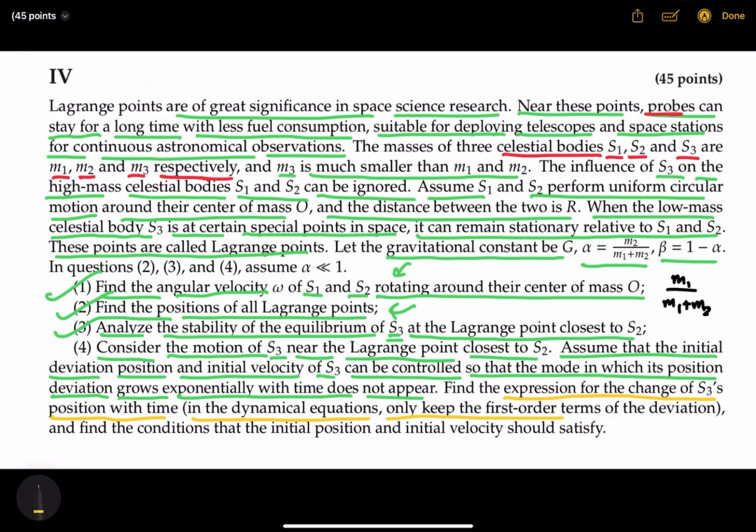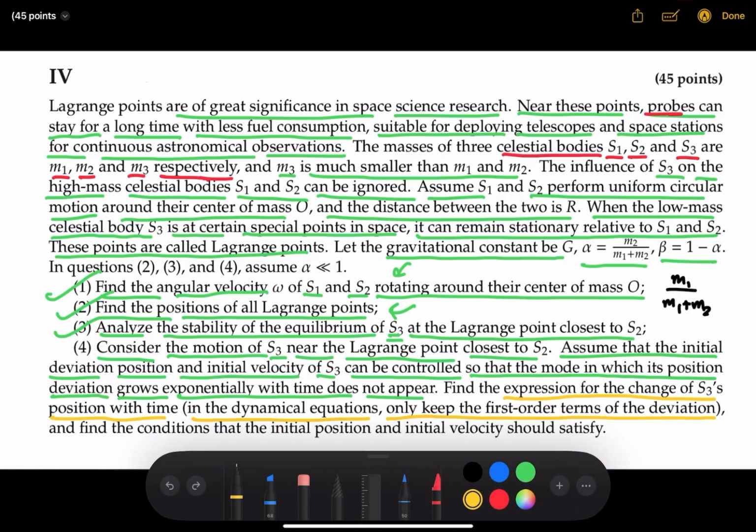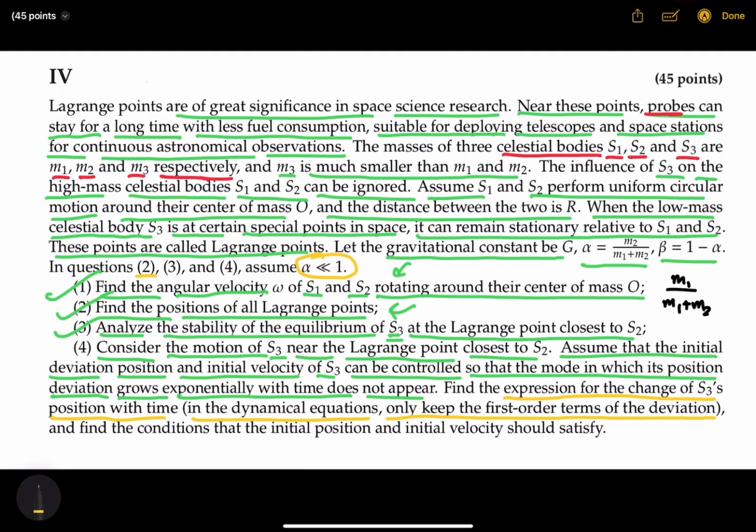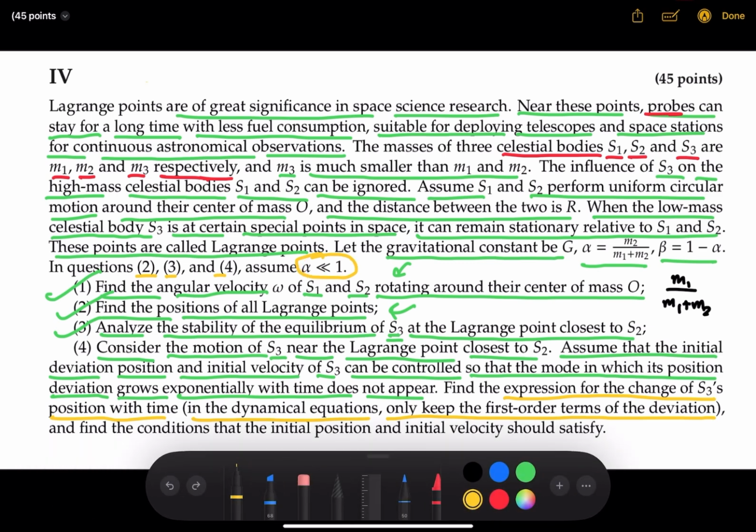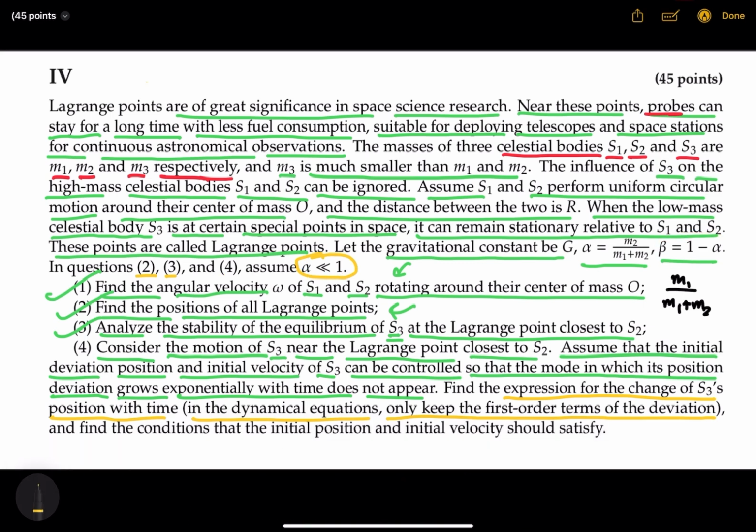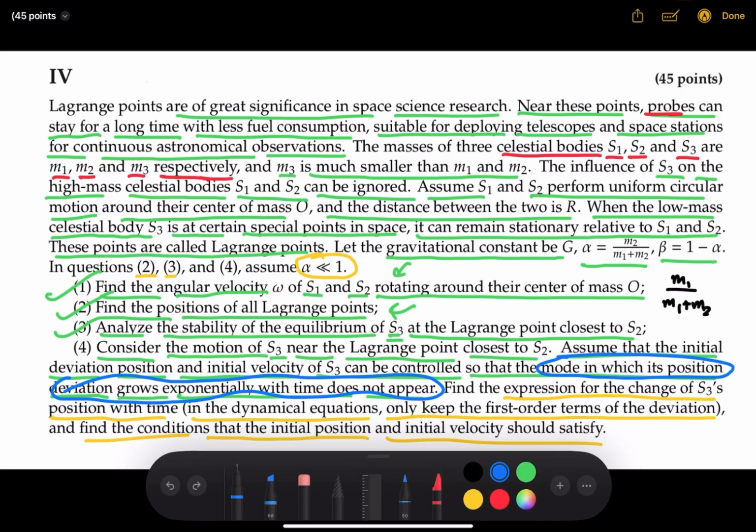And we're only keeping the first order terms of the deviation in our derivation. First order terms, as I think it's been given that alpha is very, very small as compared to 1. Only under these approximations are probably these questions analytically solvable, right? So in questions 2, 3, and 4, we assume that alpha is very, very much less than 1, meaning that beta is very, very close to 1. And find the conditions that the initial position and velocity should satisfy. Should satisfy for what? For the modes in which the position grows exponentially with time does not appear. So this is our condition, and we're going to have to find the conditions for initial position and velocity such that that is true.